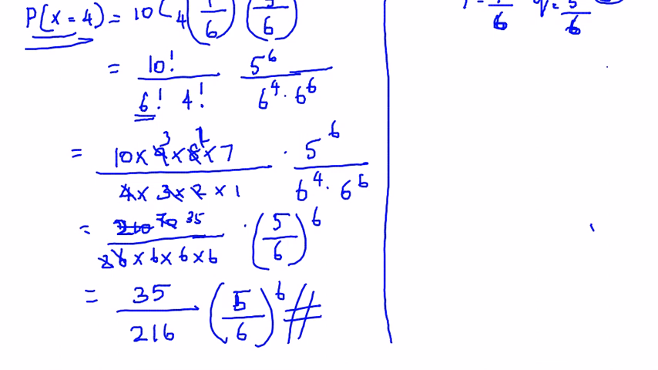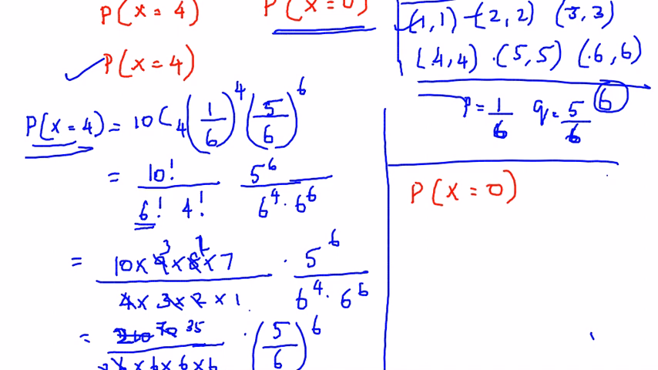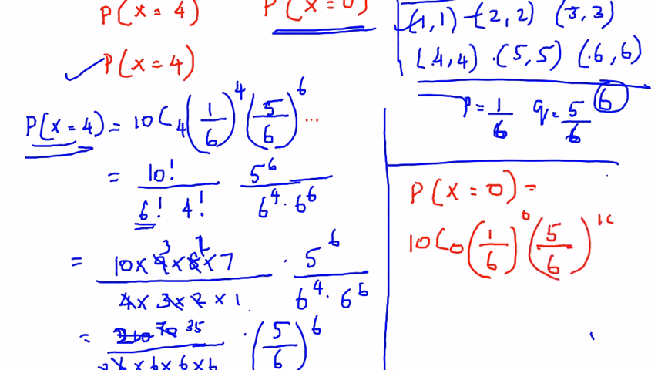Now the next part is to find the probability of no success, right? When probability of x is equal to 0. Substitute it in the same formula. So you get 10C0, p^0, and q, which is 5/6, to the power 10 minus 0, which is 10. So 10C0 is 1, (1/6)^0 is 1. So you can just leave the answer as (5/6)^10.